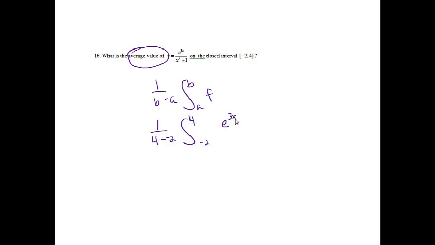Okay, number 16, what is the average value of y equals e to the 3x over x squared plus 1 on the closed interval from negative 2 to 4? Well, average value is the formula 1 over b minus a times the integral from a to b of your function. So we're going to have 1 over 4 minus negative 2, and then the integral from negative 2 to 4 of our function. Okay, and then we're going to let our calculator do all of the work for us. And if we do that, we'll get 644.052.